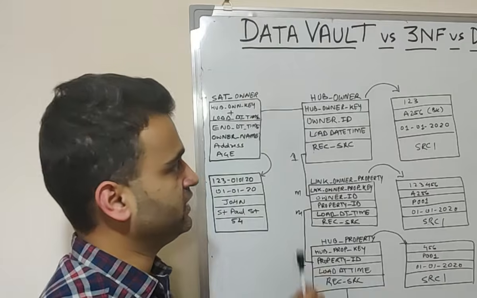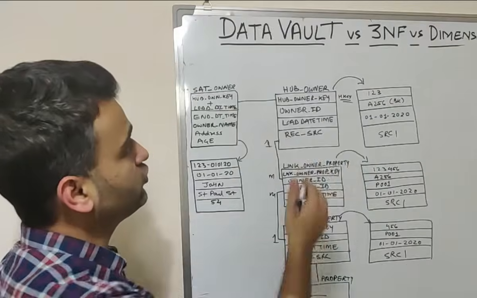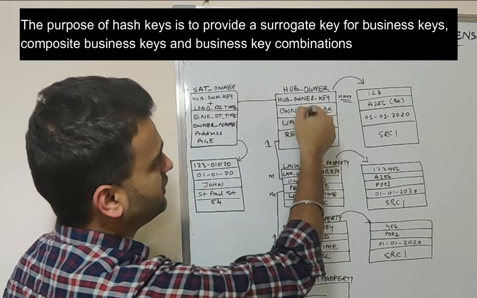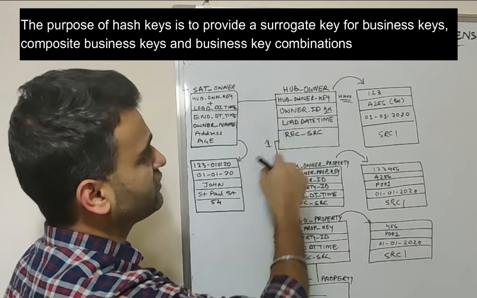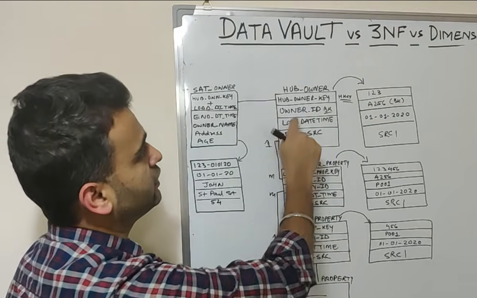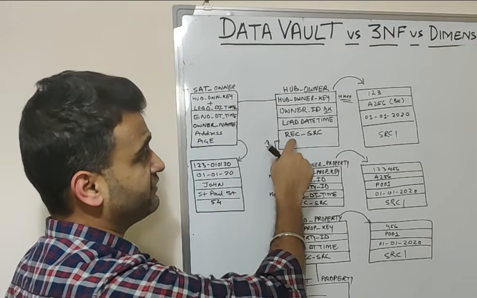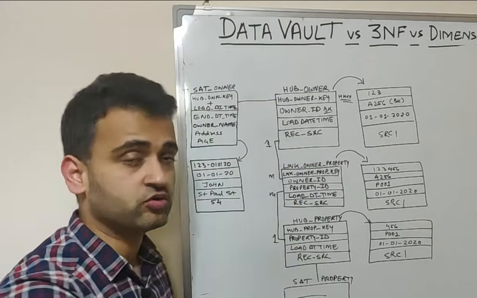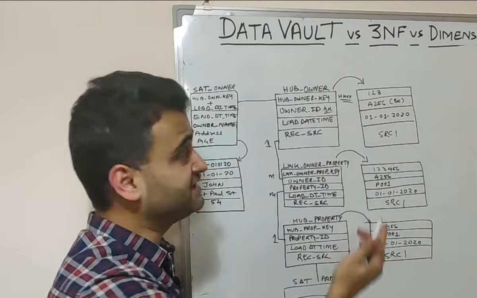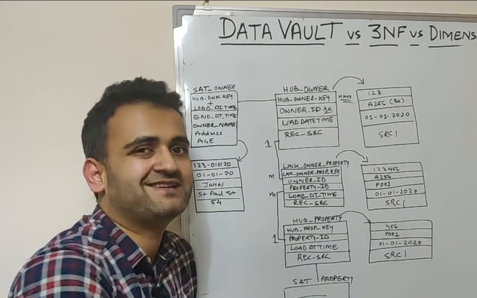What we usually have in a hub is a hash key. These hash keys are generated based on the business key. In this case, owner ID is your business key. So you will have four main things in this particular hub: your hash key, your owner business key, your load date time, when the load happened, and the record source. Suppose your owner hash key is 123, your actual business key is 8256, the load date is 1st of January 2020, and your source is SRC1.